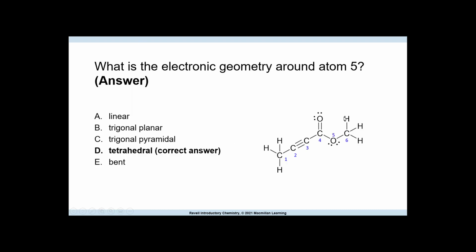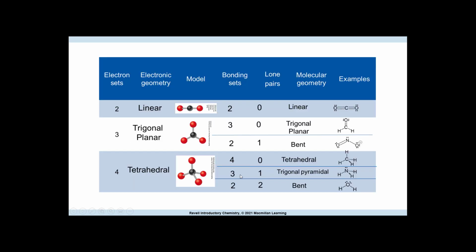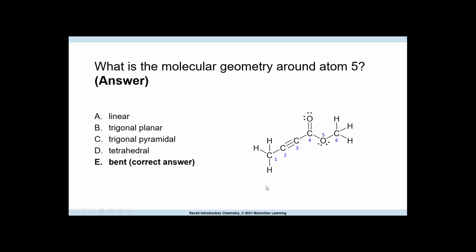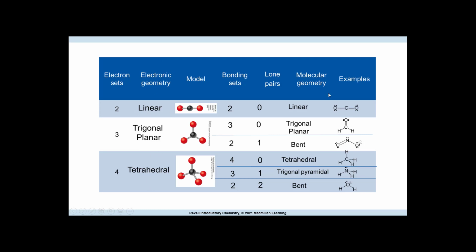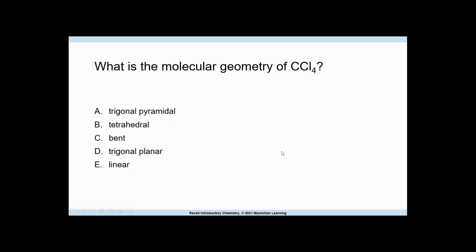Oh, here we go. Hold on. Did I mess up? Okay, yeah. So here's 5. It's asking for tetrahedral. It just counts the attachments. It doesn't care what type. And that's what the chart's showing. But if we break it into molecular, it's bent because there's 2 bonds and 2 lone pairs. And that's what it's asking for in this one. So make sure you understand which geometry it's asking for, and you're looking at the correct chart. Here's electronic. Here's molecular.